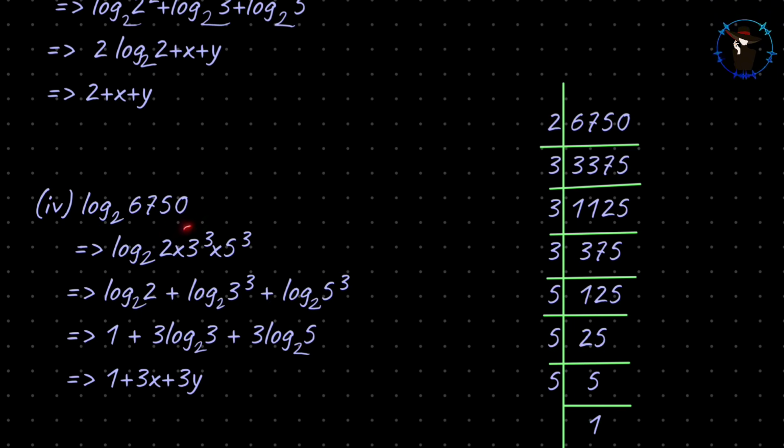So these are the factors that we got. Let's put those here. 2 power 1, 3 power 3, 5 power 3. We have three 5s, three 3s, only one 2. Again, let's turn these multiplications into addition form. Log 2 with the base 2, log 3 cube with the base 2, log 5 cube with the base 2, right? Now log 2 with the base 2, same numbers, goes 1. Let's send this 3 here: 3 log 3 with the base 2. Let's send this 3 here: 3 log 5 with the base 2. Now again, this whole thing is the value of x and this whole thing is the value of y. So 1 plus 3x plus 3y is the answer.